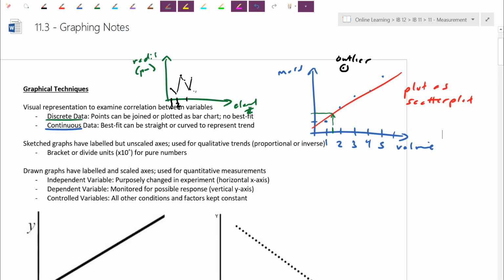So I'm plotting so far mass and volume. Mass is going to be measured in grams, volume in milliliters. We always want a title of the graph here. So the title, in general, has the format y versus x.